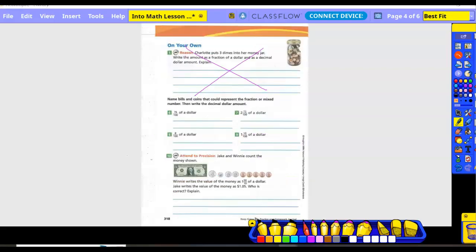Okay, so we're going to skip number 5 just because we're short on time. Name bills and coins that can represent the fraction or mixed number. Then write the decimal dollar amount. I feel like going backwards would be easier to write the decimal dollar amount. So I'm going to put a dollar sign. Do I have a whole number? No. So I put what? 0 to hold my spot. And then what out of 100? 76. Okay. Now, least amount of coins. Do I need quarters? Yes. How many? 2. So 2 quarters.